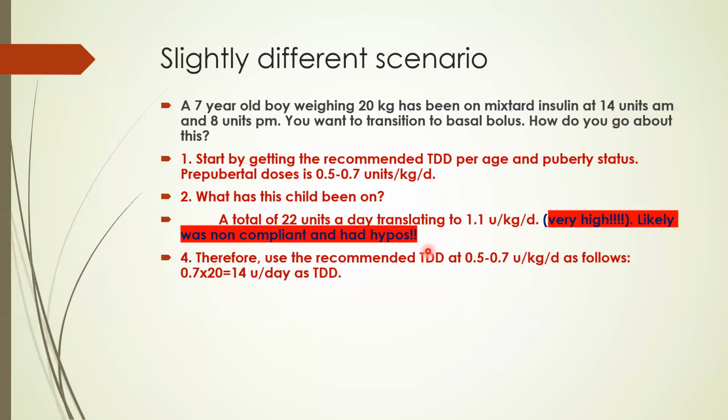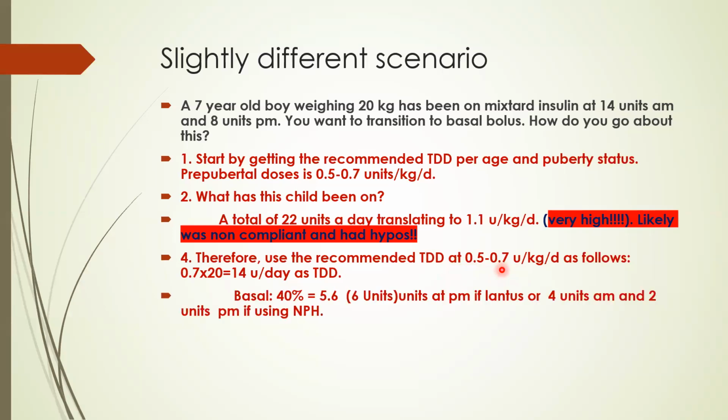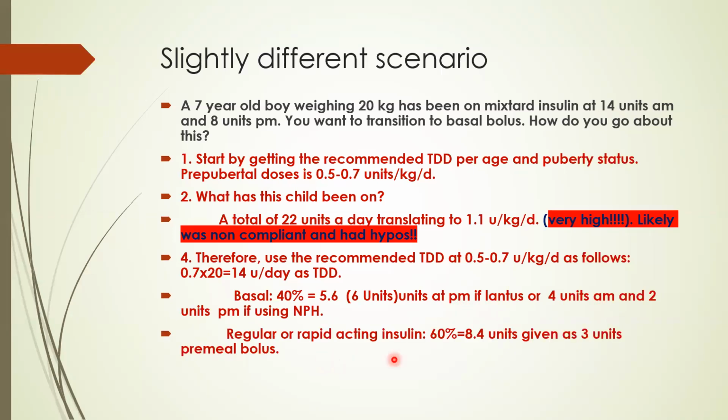So your next step will be to stick to your recommended total daily dose of insulin as follows: 0.5 to 0.7 units per kg per day. Once you get that, again, get 40 to 50% as your basal, which translates to 6 units in the evening if you're using Lantus, or 4 units in the morning and 2 units in the evening if you're using NPH. Then your regular insulin will be given as 3 units, pre-meal bolus.